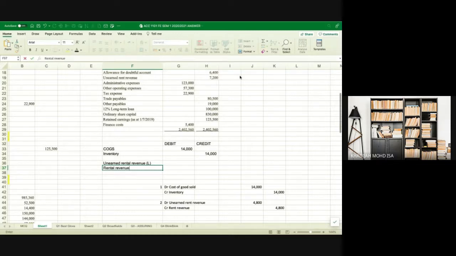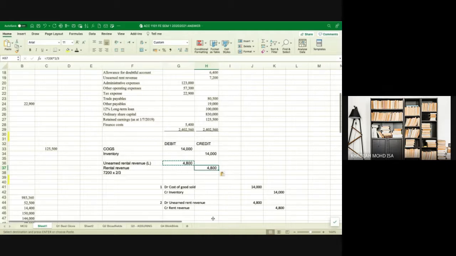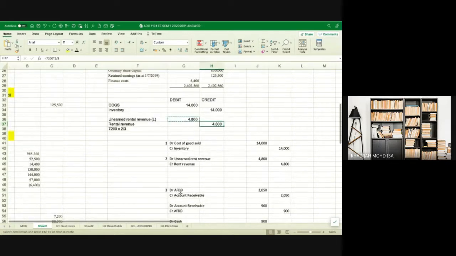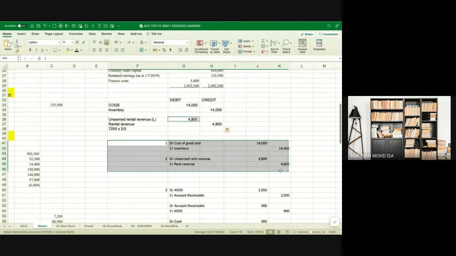It's an equity. So how much is it? It's actually 7,200 times 2/3, right? So you have plus 7,200 times 2/3. Why 2/3? Because you are recognizing 2 months, which is the May and June income. The same goes into your rental revenue, right? So this is the same. And then let's delete this first.